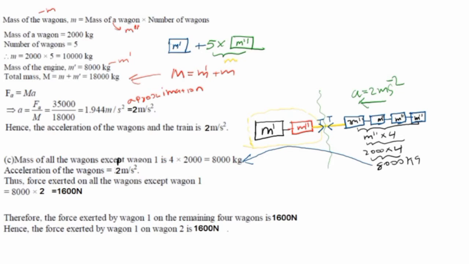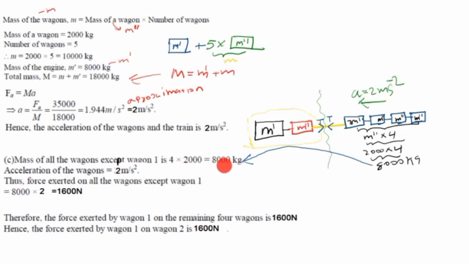So for the rest of the compartments, there are 4 compartments, so the mass of the 4 compartments is 8,000 kilograms, because one compartment is 2,000 kilograms. So you get the final mass as 8,000 kilograms, and you just need to apply Newton's second law for the rest of the wagons with the acceleration of 2 m/s². So the rest of the wagons you have to drag with a force of 16,000 Newtons.